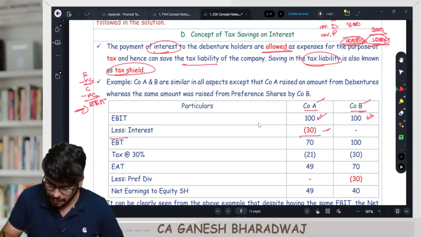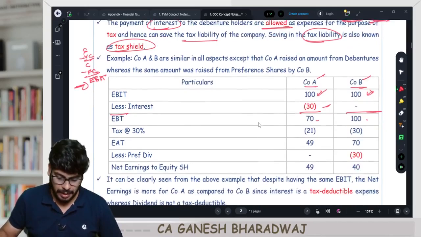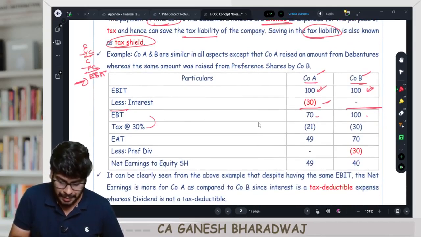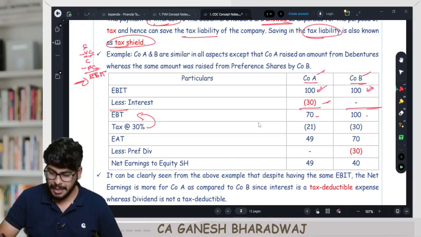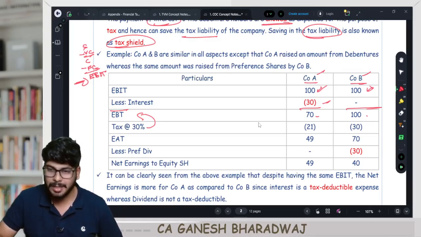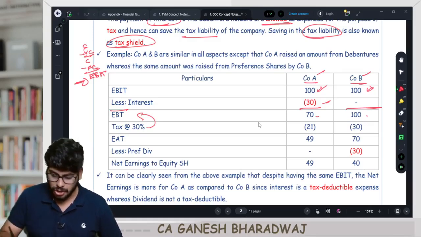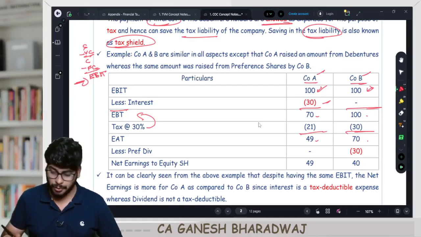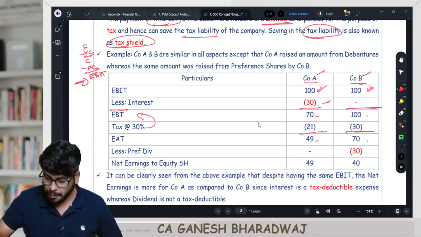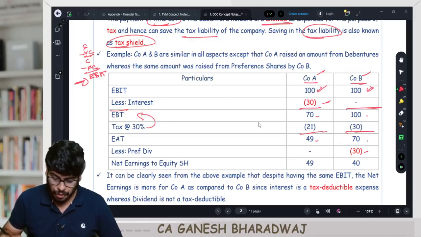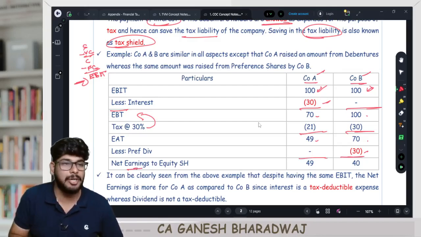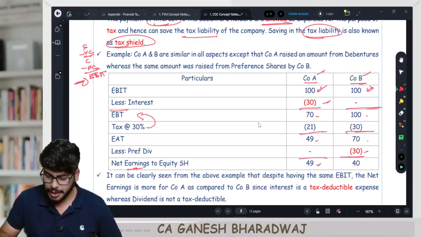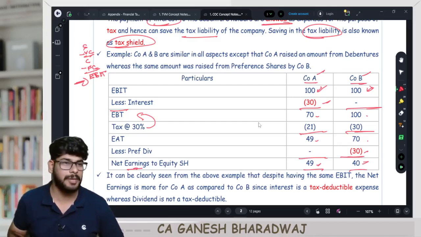So your EBT will be 70 and 100. Now tax at the rate of 30% on EBT: for company A, it is 70 into 30%, which is 21. For company B, it is 100 into 30%, which is 30. So earnings after tax will be 49 and 70 respectively. Now less preference dividend. For company A, there is no preference dividend. For company B, you have 30 rupees of preference dividend. So finally, the net earnings available to equity shareholders is 49 rupees for company A and 40 rupees for company B.